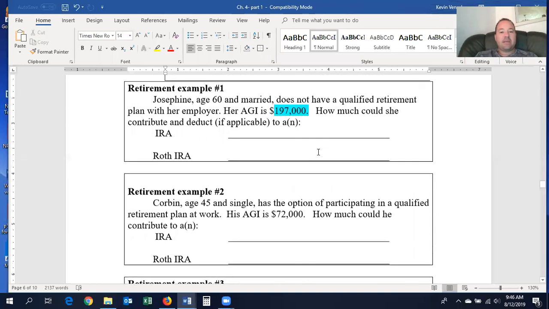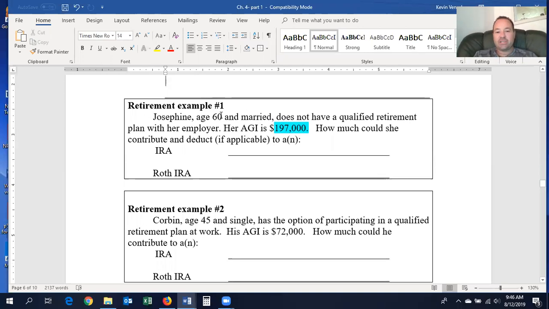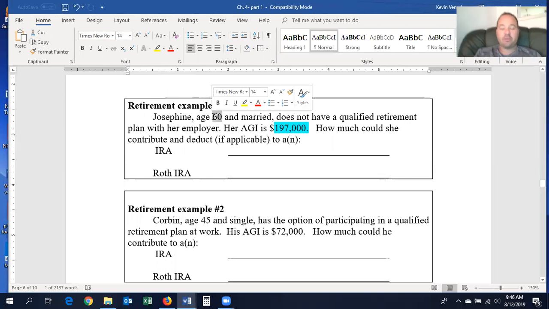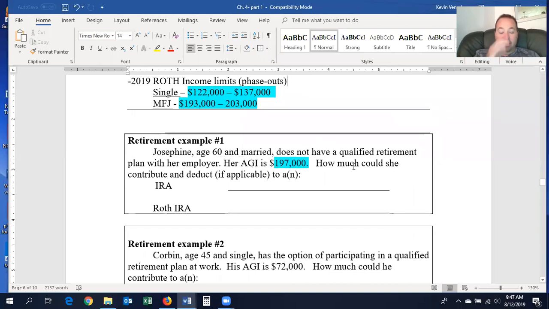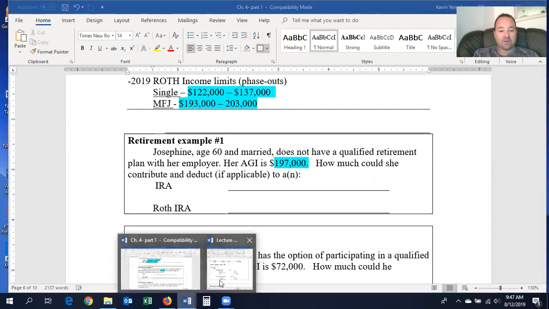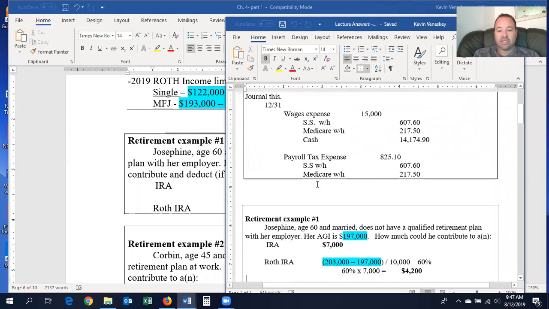All right, let's go through retirement example number 1. You've got an individual who's age 60. That's important because remember the catch-up amount. Somebody who's married, does not have a qualified retirement plan, and her AGI is $197,000. How much could she deduct? Some of the key words here: does not have a retirement qualified plan. If you don't have a retirement plan at your employer, then you can deduct the full amount, no problem, for an IRA. So for an IRA here, the answer would be $7,000 because she gets the catch-up amount.